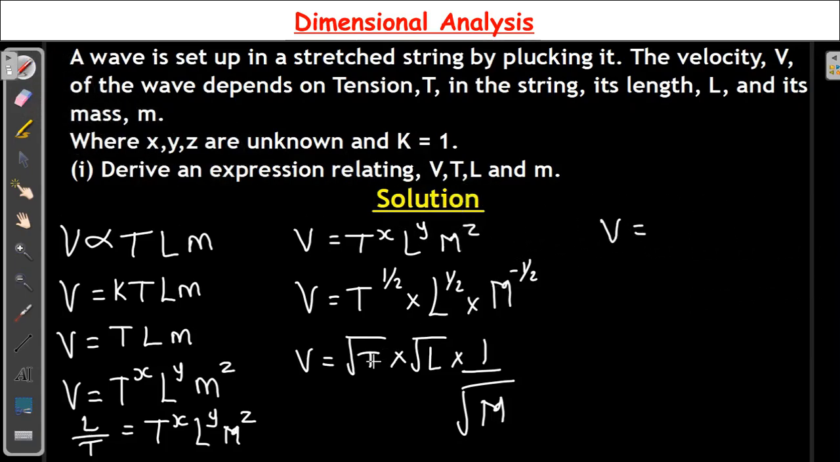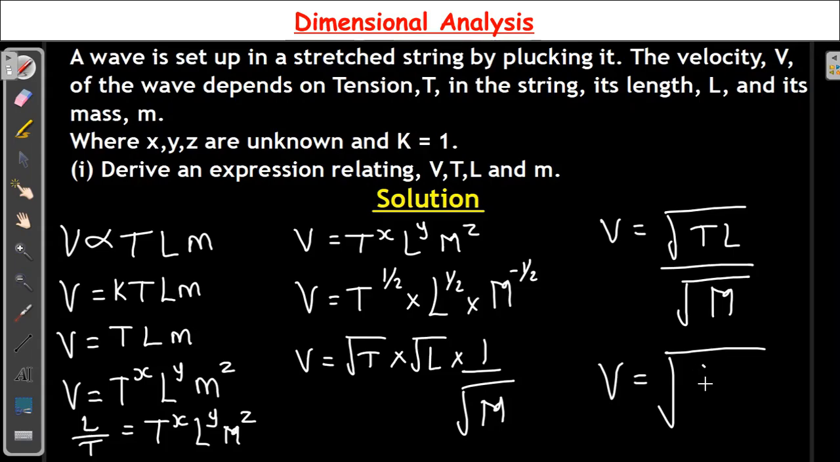V is equal to square root t times square root l times 1 is square root tl over square root m. So V is then equal to square root of tl over m. And this is the expression for V, T, L, and M.